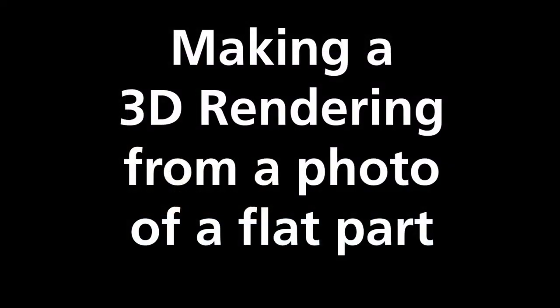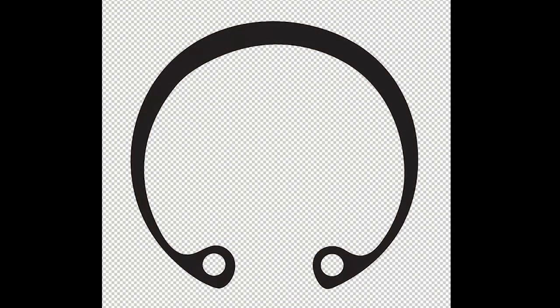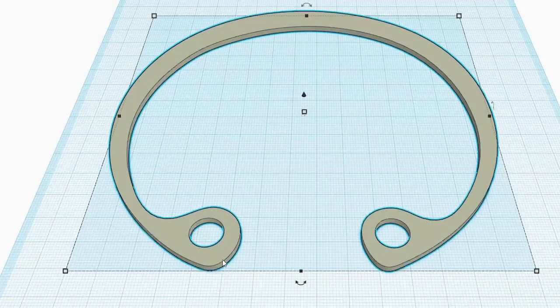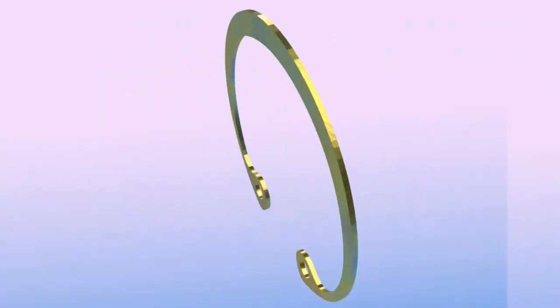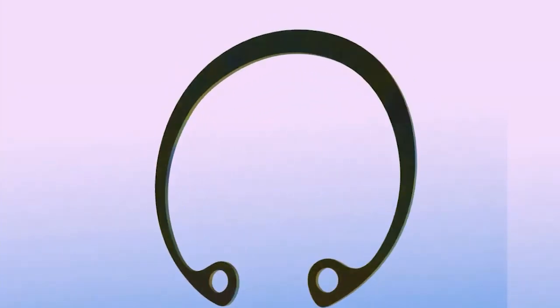Now this is making a 3D rendering from a photo of a flat part like a housing ring. Just vectorize it, pull it into TinkerCAD and extrude it, and then put it back into Dimension, and you've got a fully functional three-dimensional part.